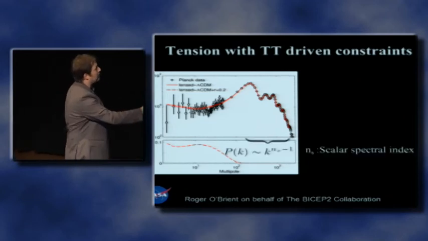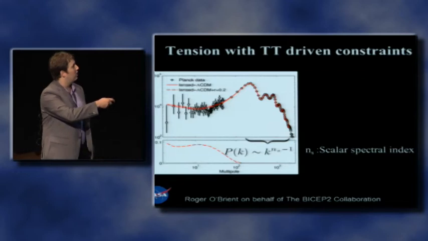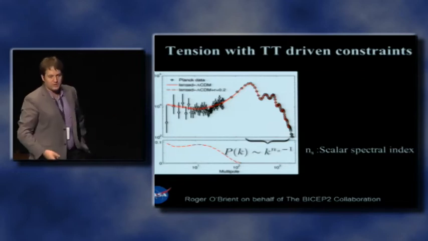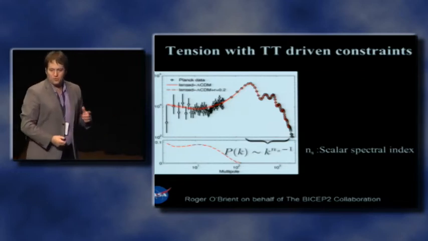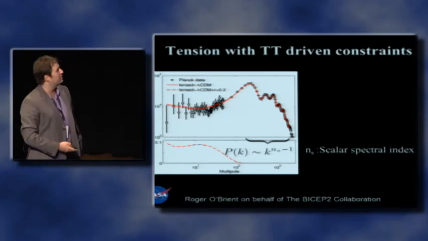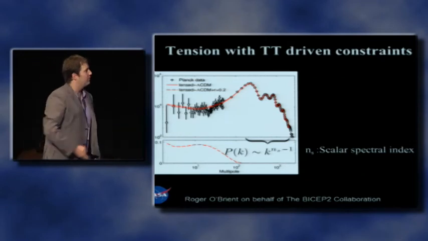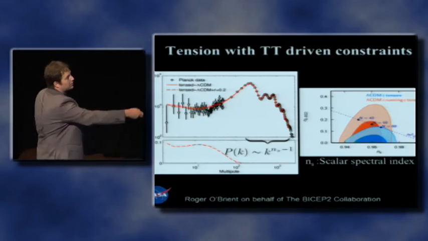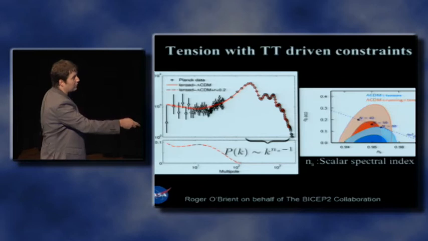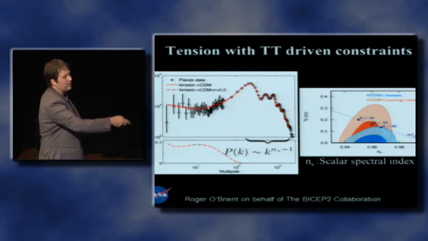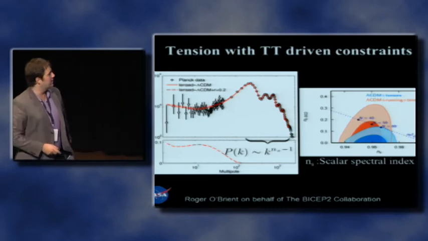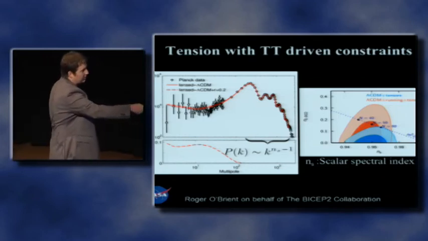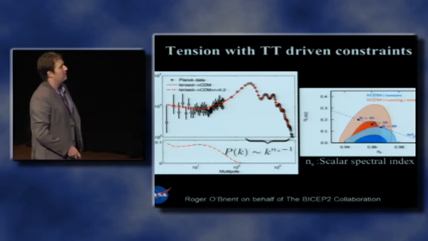Nonetheless, it's popular to co-plot confidence contours with r and n sub s, the scalar spectral index, that quantifies the depth of the gravitational wells as a function of their physical size, essentially from the slope of this. And so here are the plots, and I'll emphasize this is from Planck from a couple of years ago. So blue shows such constraints, and if you marginalize over n sub s, then r winds up being less than 0.11 at 95% confidence. But you can even see here that the likelihood is peaking for negative values.